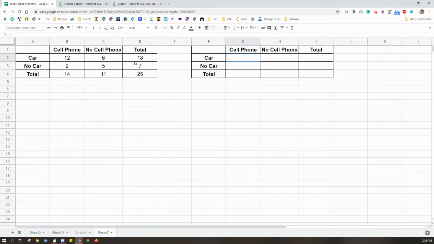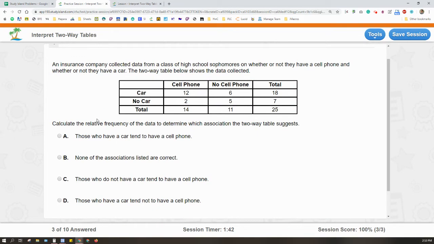Now you just start putting in the numbers by dividing each cell by the total for either the row or the column, whichever is going to work for you to get the data that you want. So look at the problem and see what data you are looking for. If we look back at our problem, we can see these statements and we can read through them, and then it'll help us figure out if we want a row relative frequency table or a column relative frequency table.